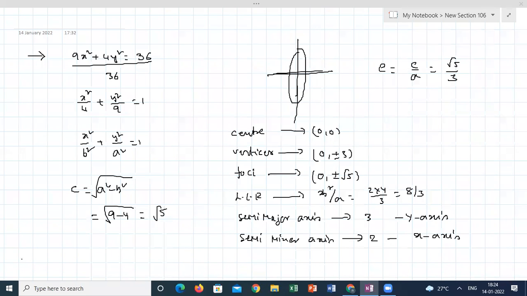Is it clear, students? And the rest of the thing is they may give vertices and foci. Some data they will give. They will ask us what is the equation of the ellipse having the given vertices and foci. They will give both the vertices and both the foci. So these kinds of questions we will discuss.